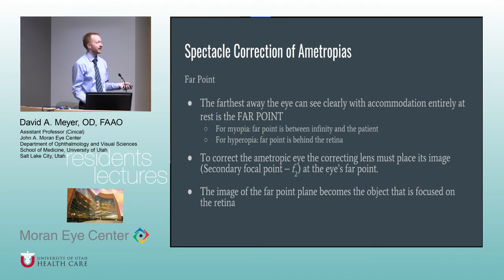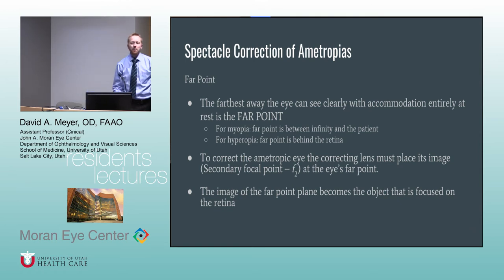But basically, to correct an eye with any sort of prescription, the correcting lens must place its image at the eye's far point. So say you've got a 2-diopter myope, you're creating the image of a street sign or something in infinity here at the patient's far point, which is the sharpest vision they can see without accommodation. So the image of the far point becomes the object that's focused on the retina.